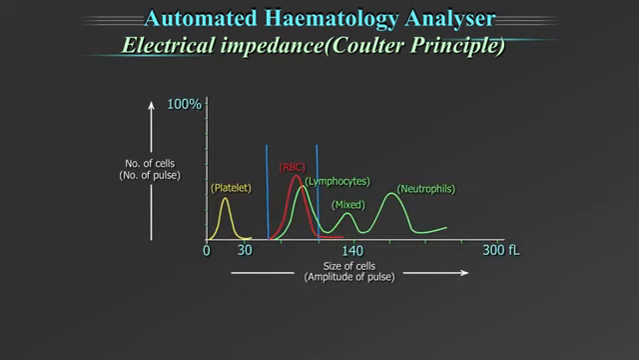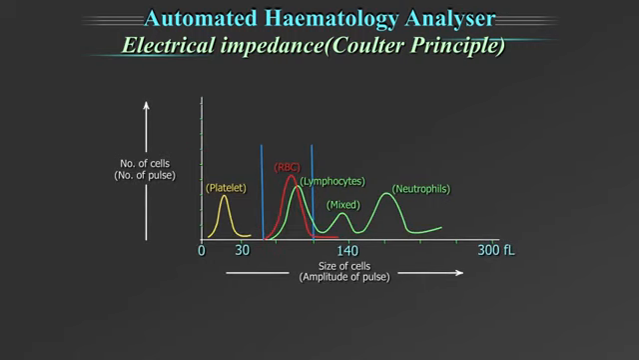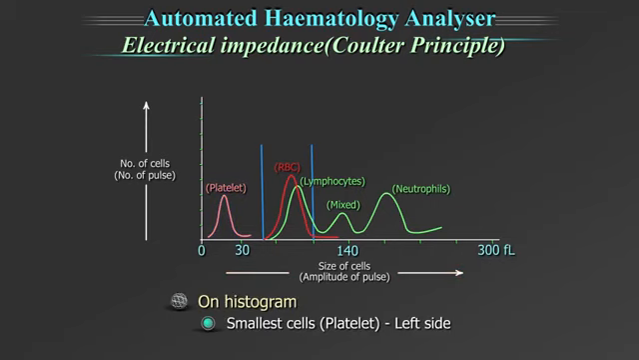The different cell components are depicted in respective histograms as per their size distribution. Histograms are graphical representation of numerical data of the different cell population counted on the cell counter. The x-axis represents the size of the cells in femtoliter, which was assessed by the amplitude of the pulse. The smallest cells, that is, the platelets, are represented on the left side of the histogram, and the largest cell population is represented towards the right side.